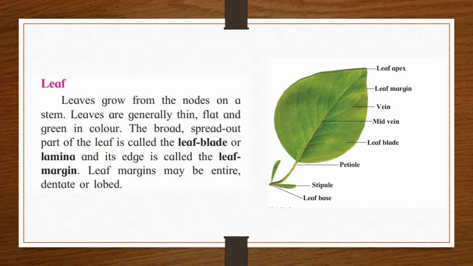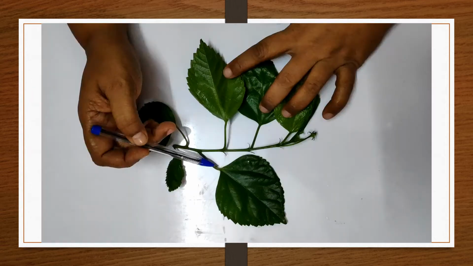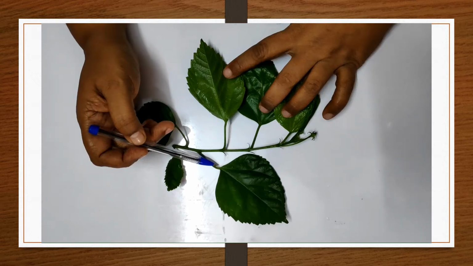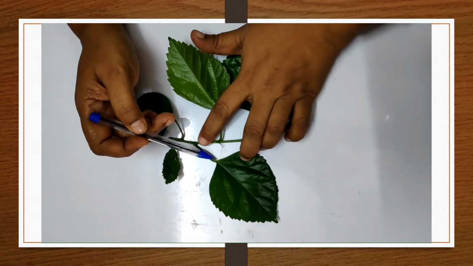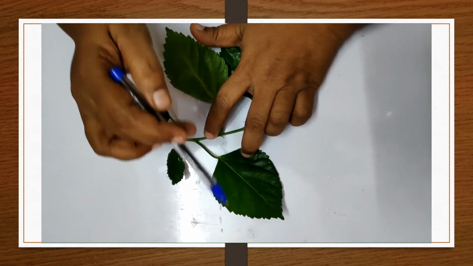Now this is a leaf. It is a green color part, and we will understand the total structure of the leaf. Okay, they are green in color. Okay students, now we will understand the structure of the leaf with this video. Students, this is a hibiscus leaf. With the help of the hibiscus leaf, we will understand the structure of a leaf.